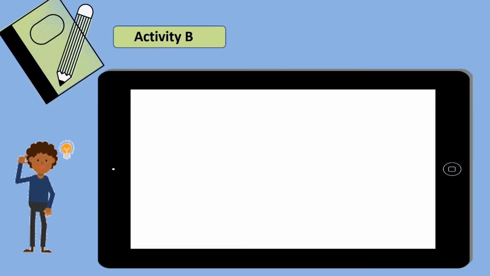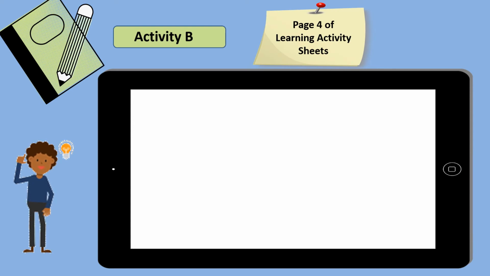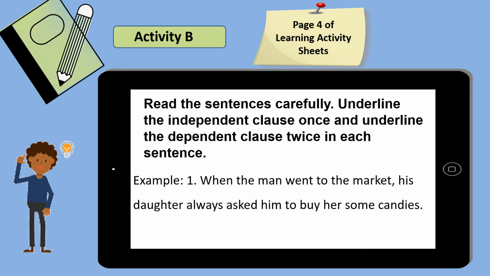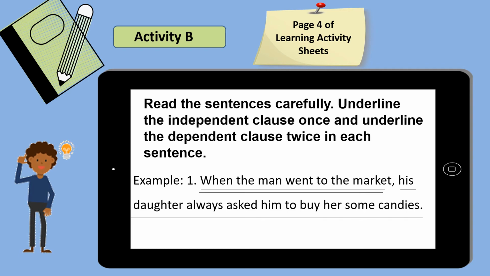Now, let's go to Activity B, which can be found on page 4 of your learning activity sheets. In Activity B, read the sentences carefully, underline the independent clause once, and underline the dependent clause twice in each sentence. For example, when the man went to the market, his daughter always asked him to buy her some candies. Here, when the man went to the market is a dependent clause, and his daughter always asked him to buy her some candies is the independent clause.